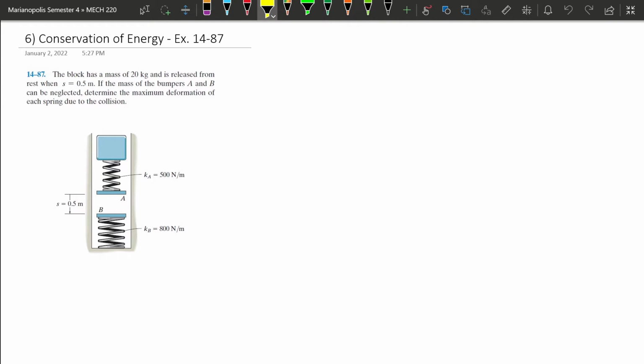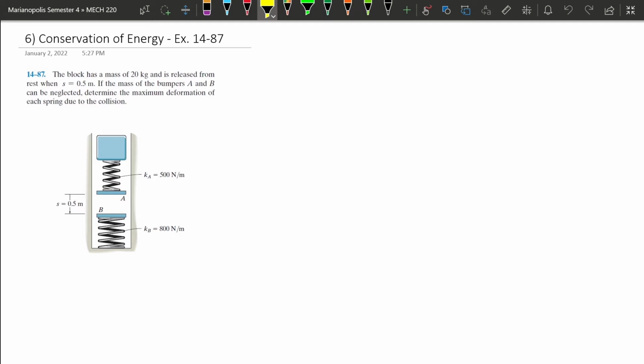Today we'll be doing conservation of energy, and this is example 14-87 from Russell Hibbeler, 14th edition. Why conservation of energy versus work and energy? If you have conservative forces, such as gravity or a spring, you can use conservation of energy. If you have, let's say, the force of friction, which we had in the last example, we can't use conservation of energy, because work due to friction is not conserved, right?